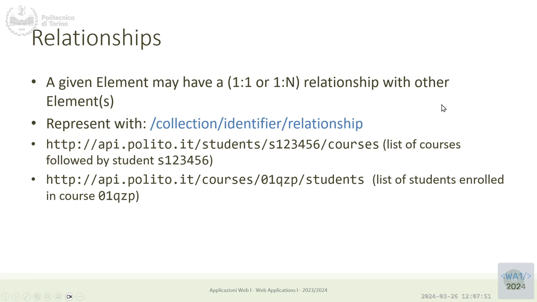As an example, students would be the list of all students. Students slash 123456 is the identifier of a single student. Slash courses would be the list of courses of that student. So students slash 123456 slash courses would be a collection of courses, but not all the courses, just the ones that are taken by that student. And the other way around, courses is the collection of all courses. Courses slash course ID is one specific course. Slash students is the collection of students that are enrolled in that course.